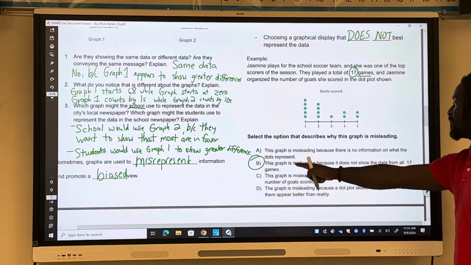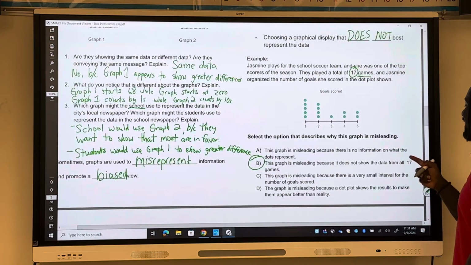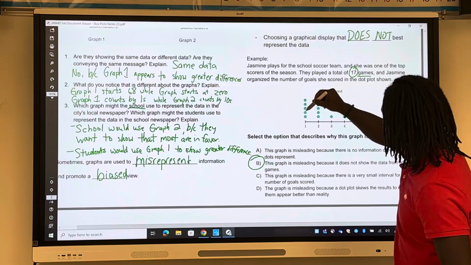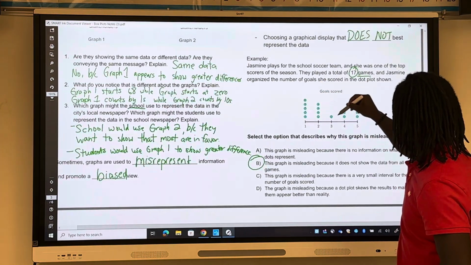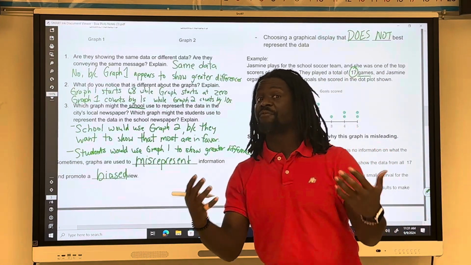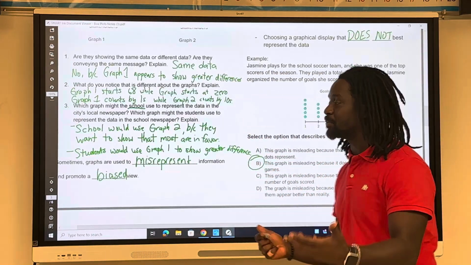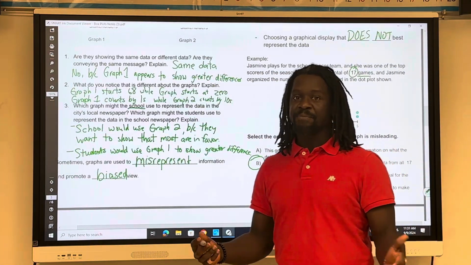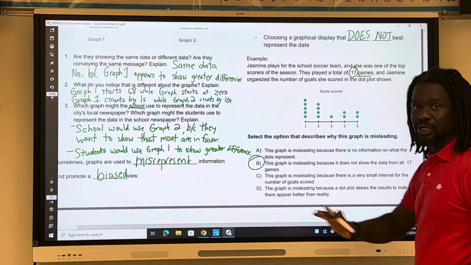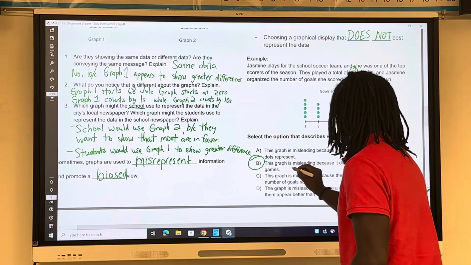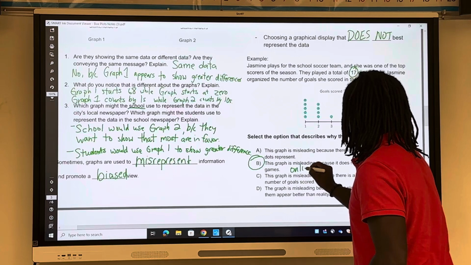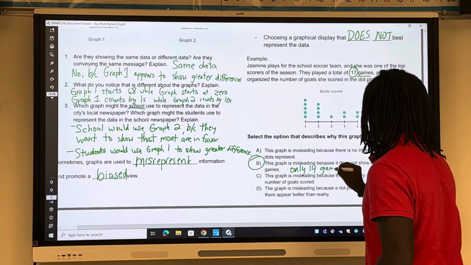The answer is B because this graph is misleading because it does not show all 17 games. If I count these dots, 1, 2, 3, 4, 5, 6, 7, 8, 9, 10, 11, 12, 13, 14, I end with 14 dots, but they played 17 games. So it's possible that Jasmine left out 3 games because maybe she didn't score in those games, and she wanted to show that she scored every game. So only 14 games are included.